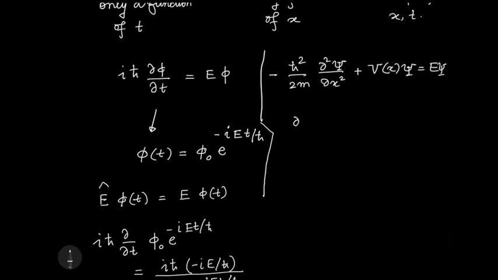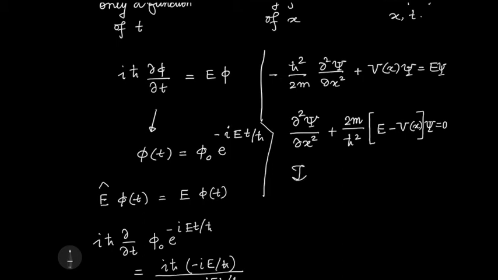The right hand side I can write like del 2. I cannot do much if I do not know what is Vx, but I can write this as plus 2m by h cross square. Okay, so to solve this, we need to know what is V.